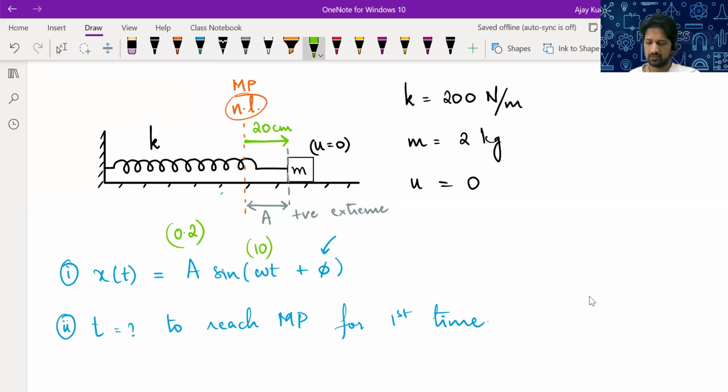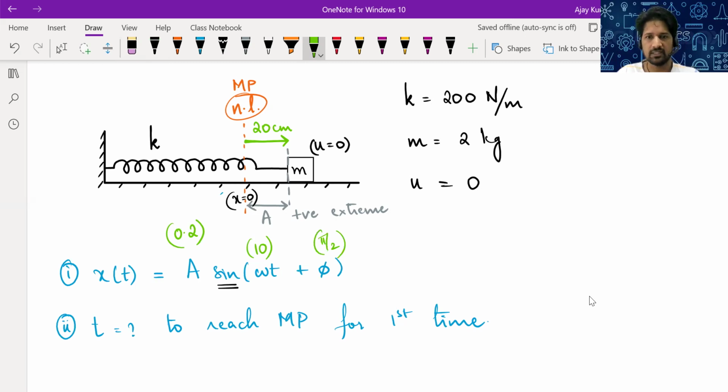Next thing is phase constant. Now this object initially, at t equal to 0, is at the positive extreme, assuming it is oscillating along the x-axis, assigning mean position as x equal to 0. Now when you are writing the sine function and the object is initially at the positive extreme, the phase constant to be used is plus pi by 2.